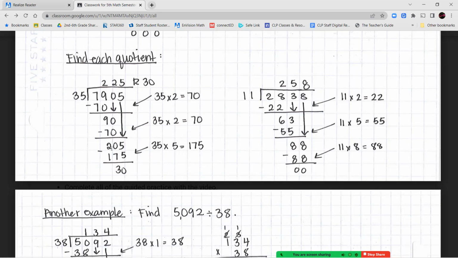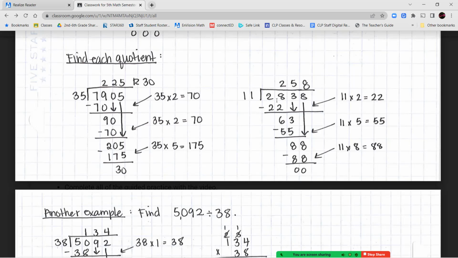So now I have 205. So 35 times what will get me as close to 205 without passing it? 35 times 5 got me to 175. That's as close as I could get. So I did the 205 minus the 175, and I'm left with a remainder of 30. So 225, remainder 30 is going to be my quotient. Now I could do the inverse operation here and check my work as well.